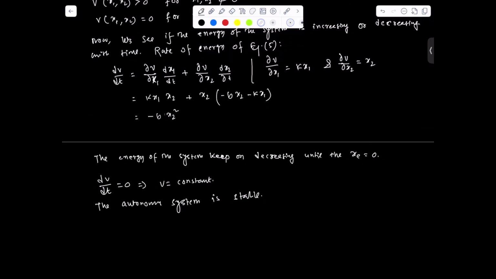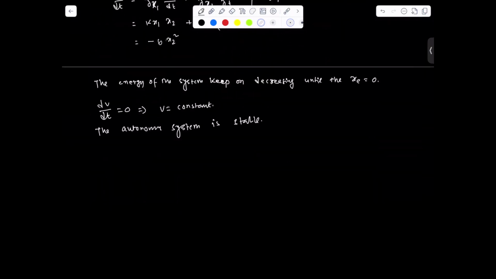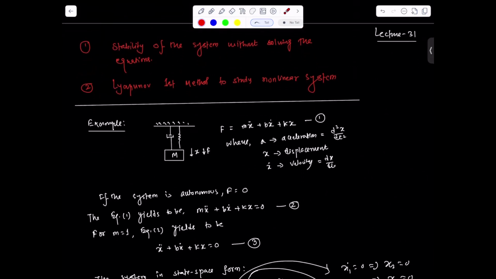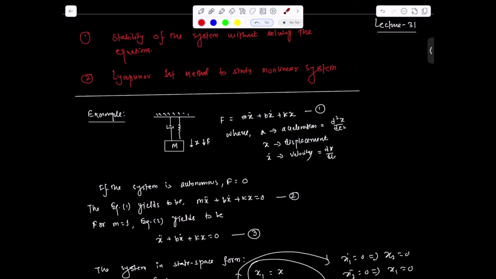It should be noted that the total energy of the system is sometimes difficult to find. But we'll have some generalized rule for how we can find the total energy of the system later in this context. I hope this part is clear: the first part, how we can check the stability of the system without solving the whole equation of motion. Later we'll have more examples of how we can do the same stability analysis for any other dynamical system. And this is just a motivational example.